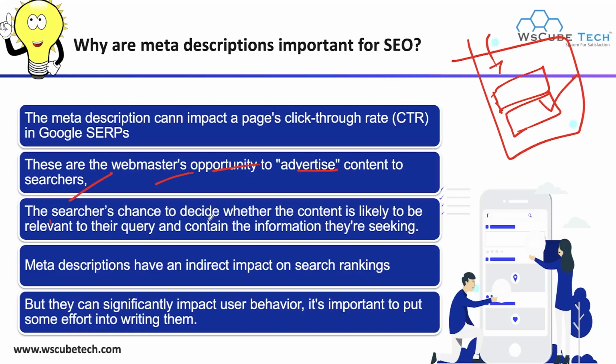So meta descriptions have an indirect impact on search ranking. It's not a direct impact, but indirectly it is helpful. How is it helpful? Because they significantly impact users' behavior. So that's why we can consider the meta description as one of the important factors of your on-page SEO. You must optimize your meta description along with your title optimization.